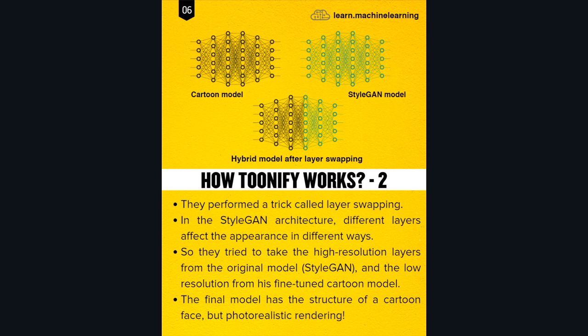So what they thought is, why don't we take the initial layers of the cartoon model, which they just trained on, like I showed in the previous slide, where they train a StyleGAN with 300 images. That is what we call the cartoon model, and this is the original StyleGAN model. And what they did is they swapped the layers. They took the low layers of the cartoon model and the high layers of the StyleGAN model, and they combined them and created a hybrid model.